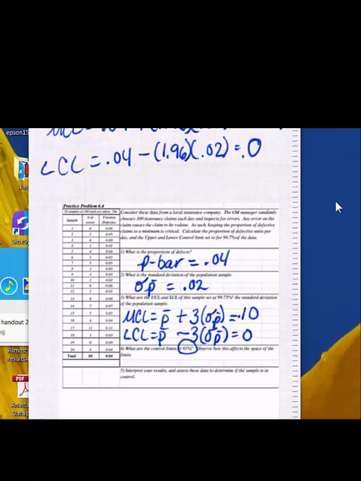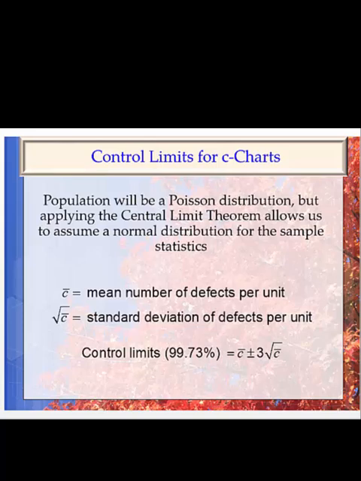So now we're going to change gears a little bit, and we're going to talk about C charts. With C charts, we're making the assumption that we've got a Poisson distribution, which allows us an even simpler calculation for the standard deviation of C. It's very much the same as the previous methods, but in this case we don't have a proportion of defects, we just have a number of defects.